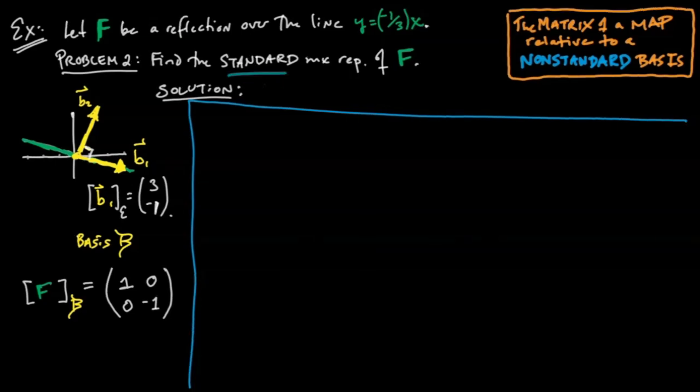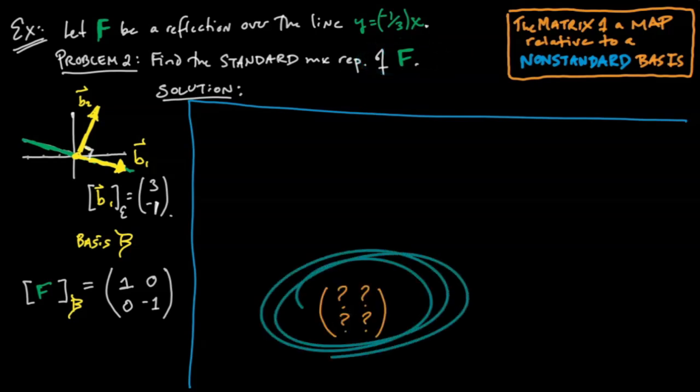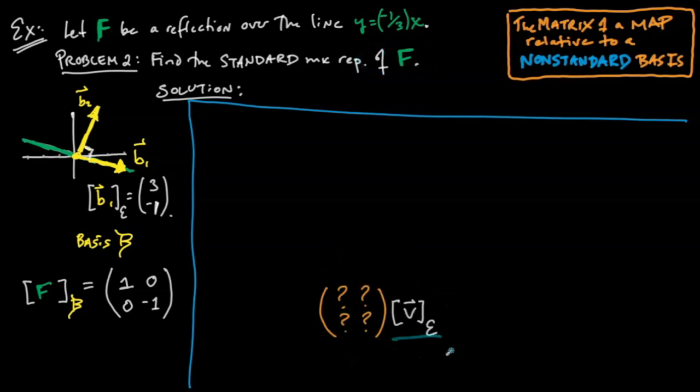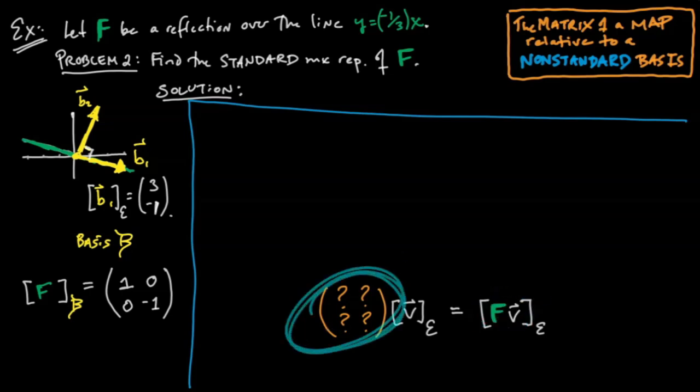We're looking for the standard representation of our reflection. So we want some mystery matrix that will take the standard description, the English description, so to speak, of a vector, and through matrix vector multiplication, we'll turn it into the standard or English description of the vector's image. How are we going to find such a matrix?